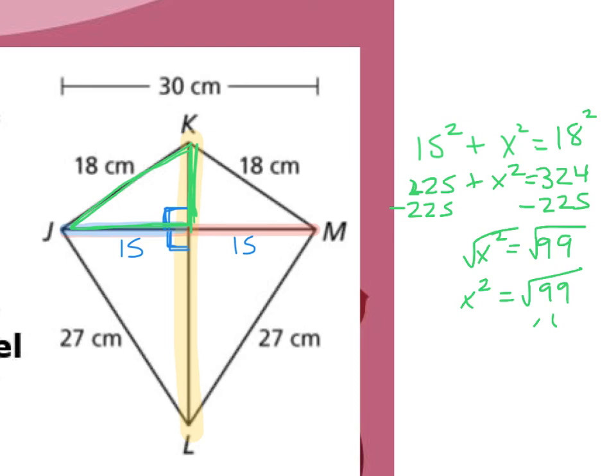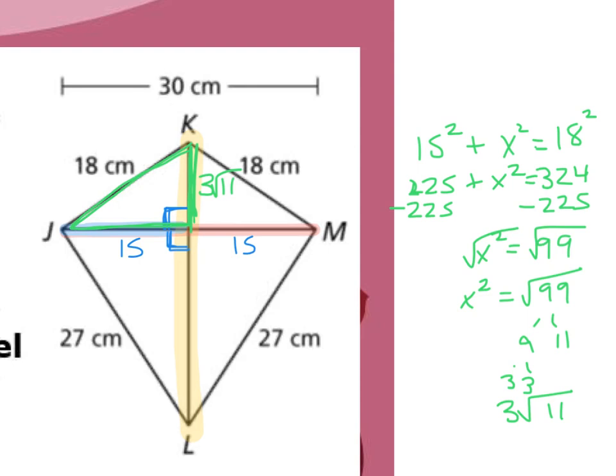How do we simplify the square root of 99? 9 times 11. So 9 splits up into 3 and 3, so we can take out a 3: 3 square root 11. So this part here is 3 square root 11.